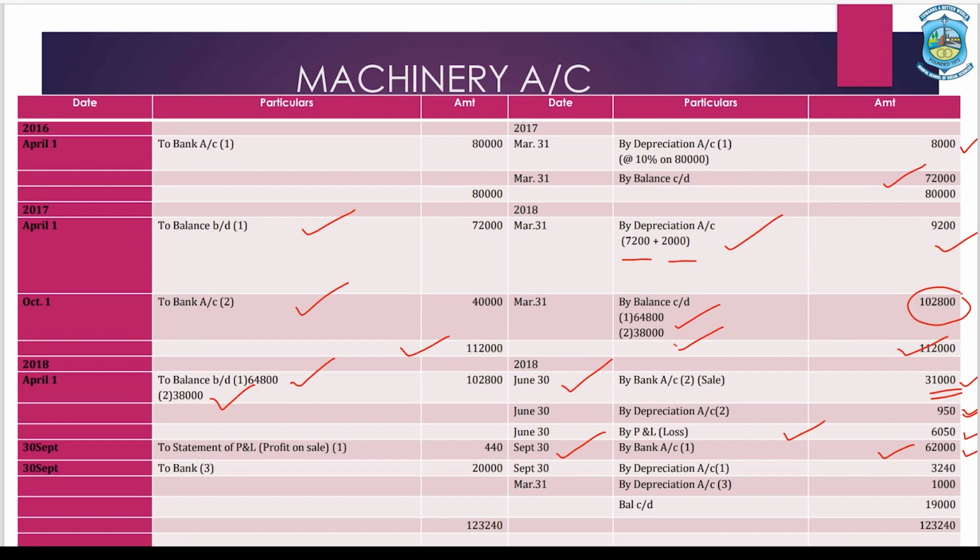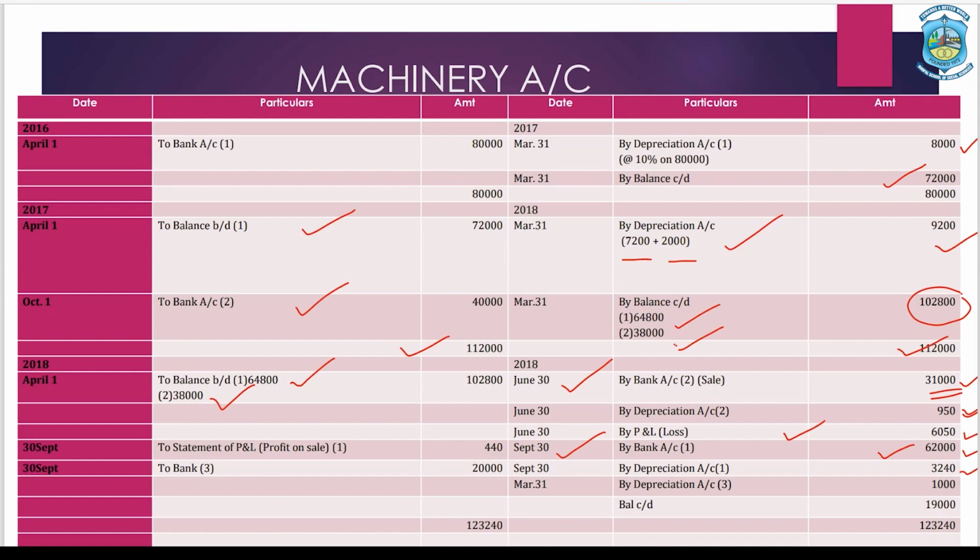This machine, that is machine 1, we have utilized for complete 6 months from April till 30th September, which means we need to charge depreciation on this machine. The rate of depreciation, as I said, it is 10%. So we need to calculate the amount of depreciation. So 64,800 at the rate of 10% multiplied by 6 upon 12, the amount of depreciation is coming 3,240.